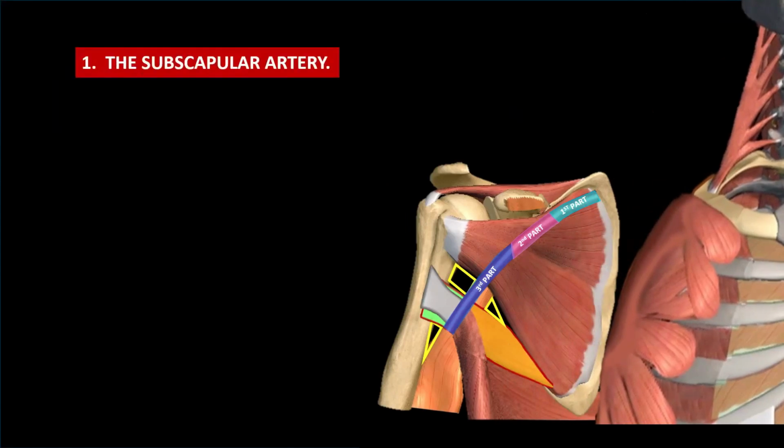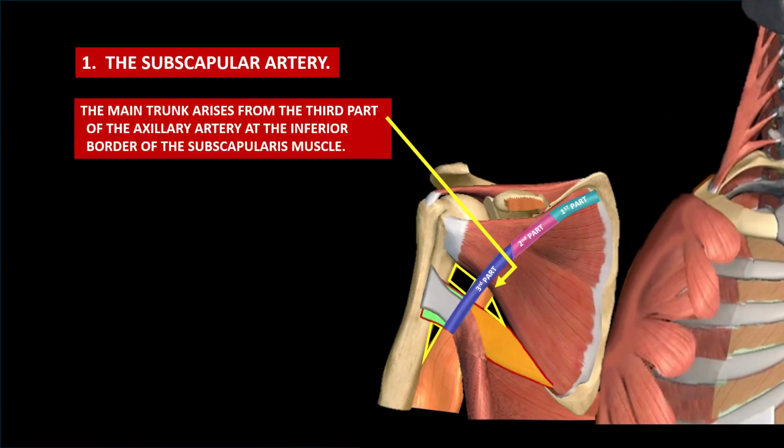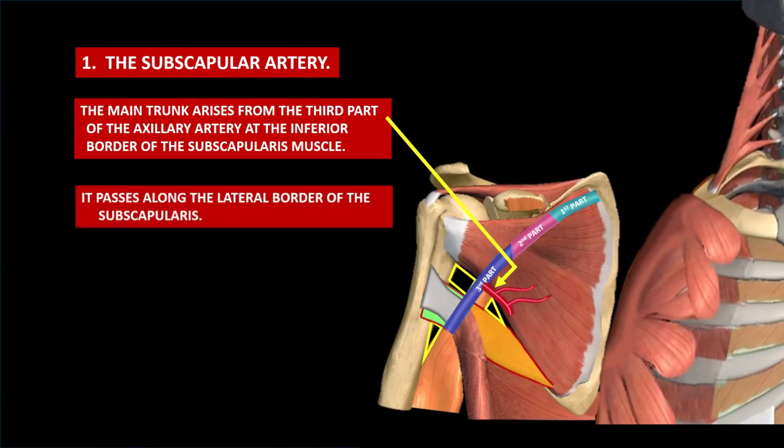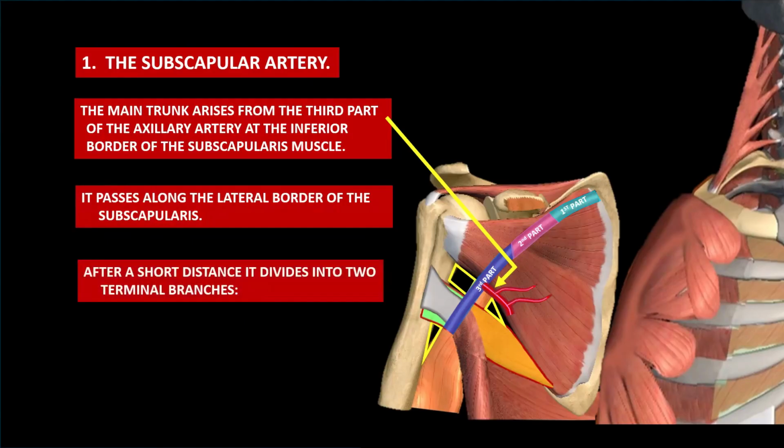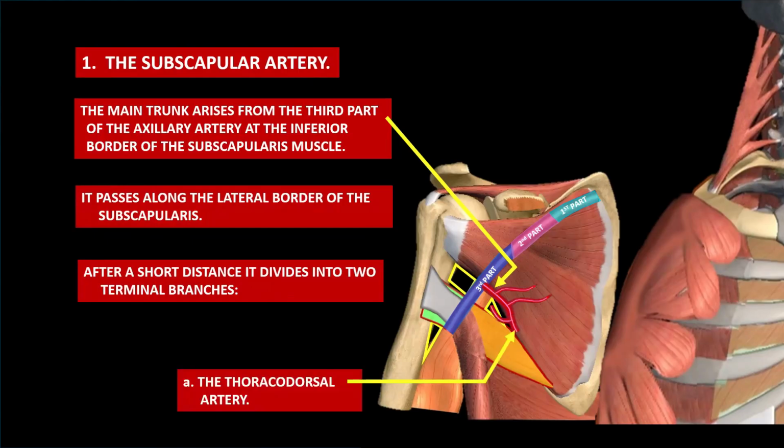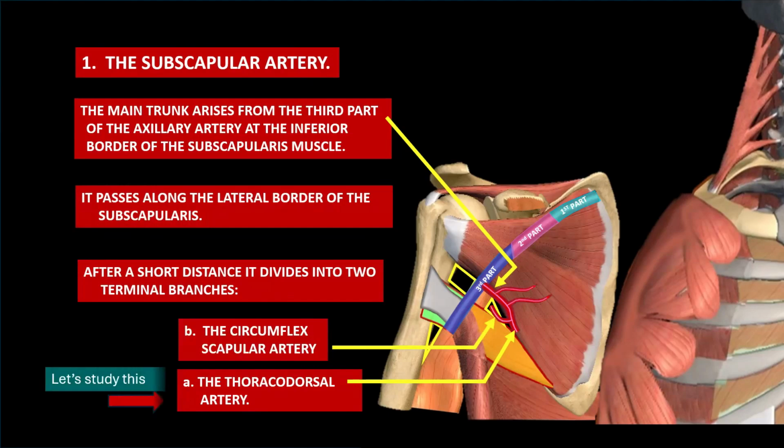The subscapular artery. The main trunk arises from the third part of the axillary artery at the inferior border of the subscapularis muscle. It passes along the lateral border of the subscapularis. After a short distance, it divides into two terminal branches: the thoracodorsal artery and the circumflex scapular artery.